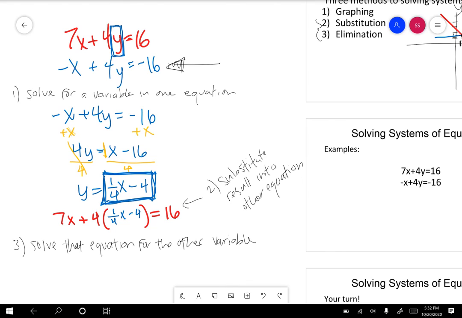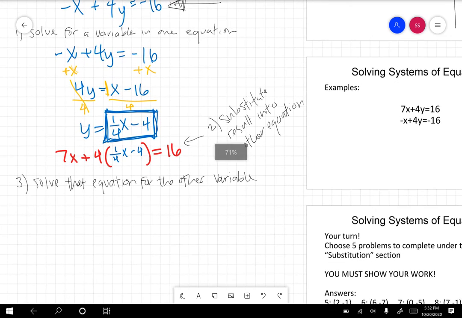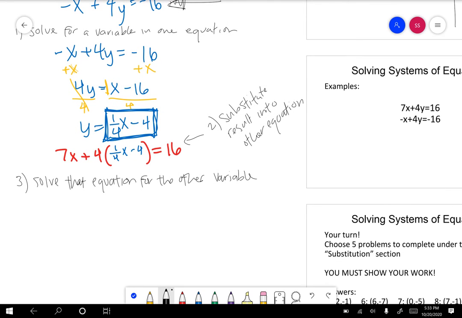So in this case, move up just a little bit and then I'll zoom out so you can see the whole thing when we're done. So in this case, we're solving for x because now we don't have any y's in the equation. We have 7x plus 4 times 1/4 x minus 4 equals 16. So there's no more y's. We're just solving for x now.